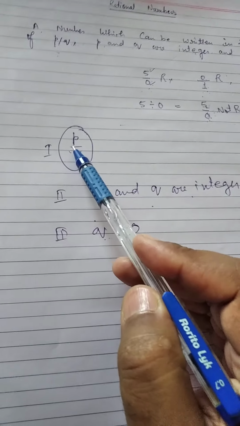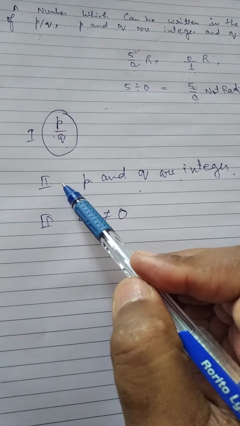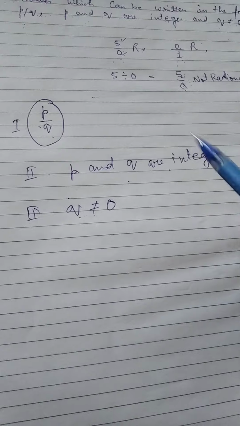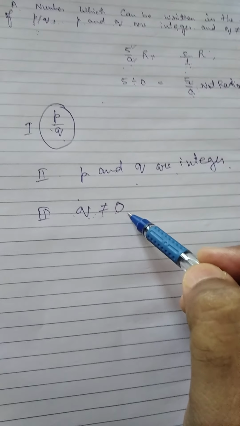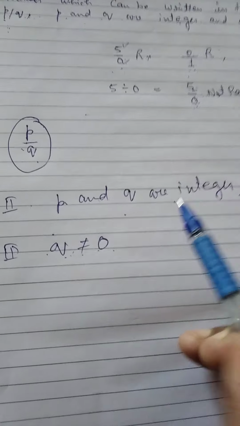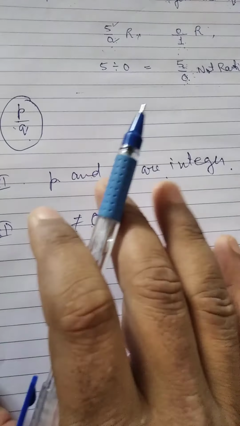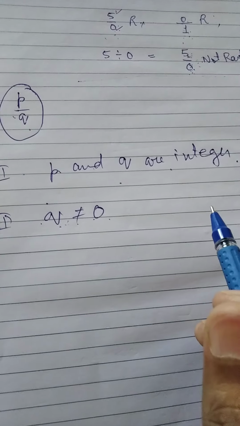The first condition, a number which can be written in the form of p upon q. Second condition, p and q are integers. And third condition, q not equal to 0. So this is the basic idea about the rational number. After this, we will discuss the properties of rational numbers.